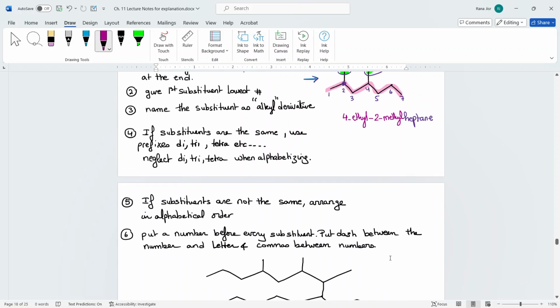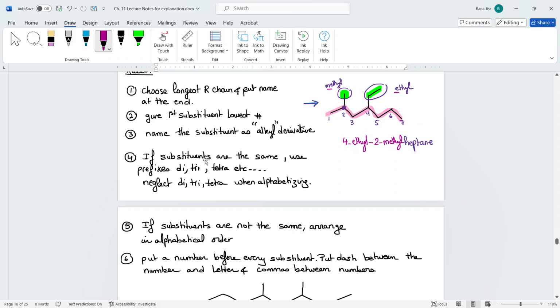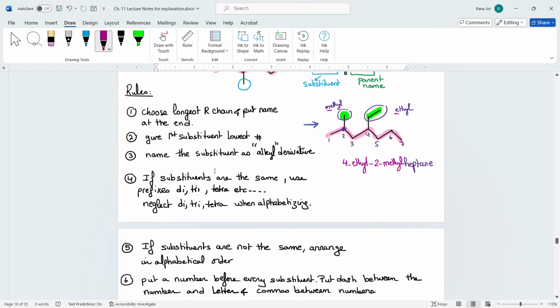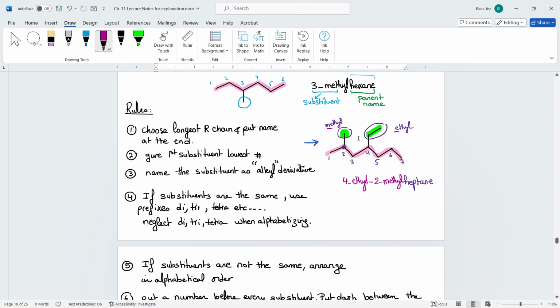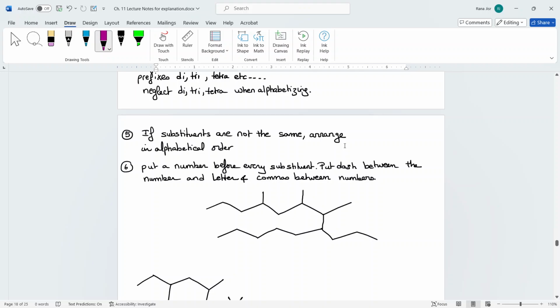So let's see. Now, if the substituents are the same, then in this case, we're going to use the prefix di, tri, tetra. But guys, again, please remember, every substituent needs to have a number. Substituents need always to get the lowest number possible. So start from the first substituent and always give it the lowest number in there. Let's have an example here.